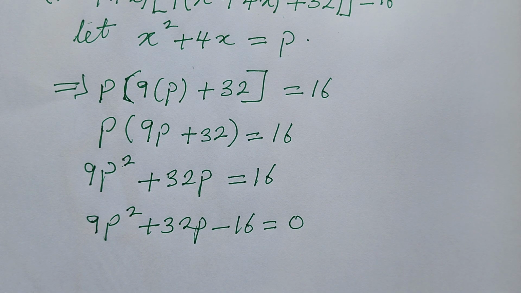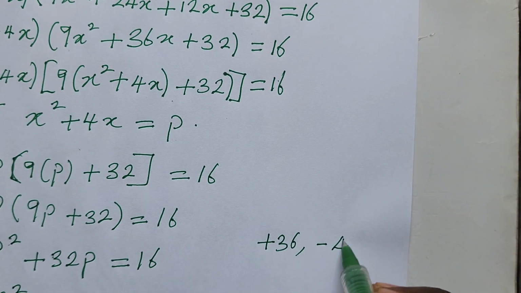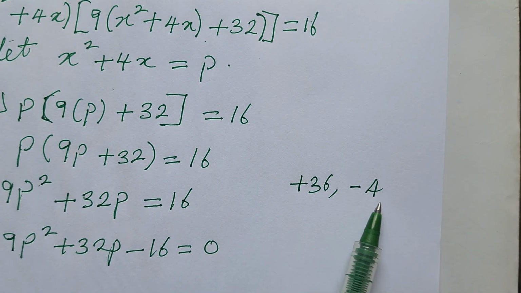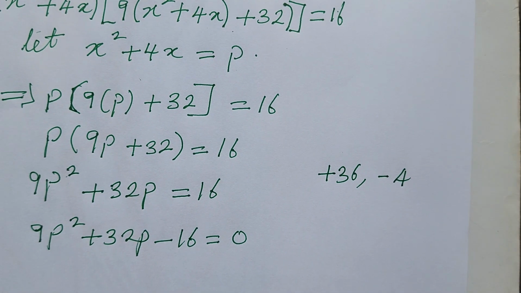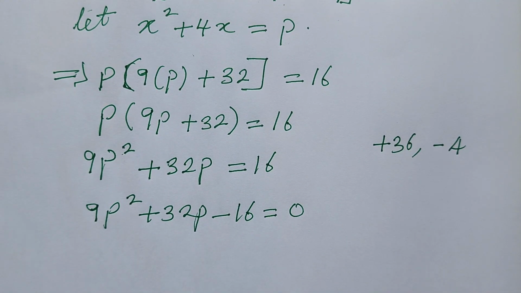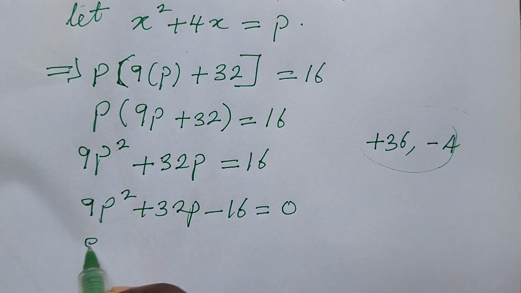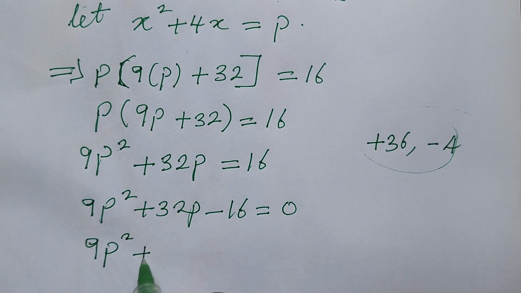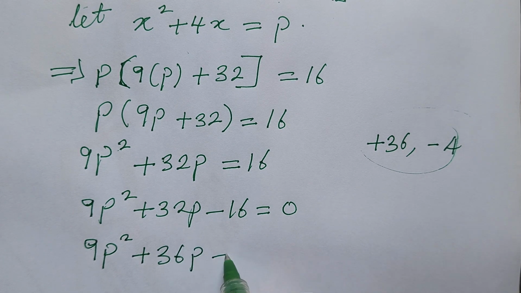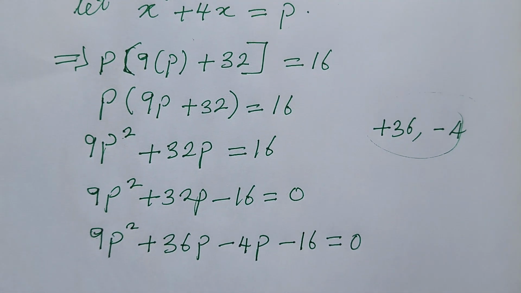So what are the two numbers that will give us 36 and 4? So 36 will take minus, okay, we're going to have plus 36 and minus 4. Plus 36 times minus 4 will give us minus 144, and 36 plus 36 minus 4 will give us plus 32. So let's go ahead and put these two numbers in here. So this is going to give us 9p squared plus 36p minus 4p minus 16 equal to 0.